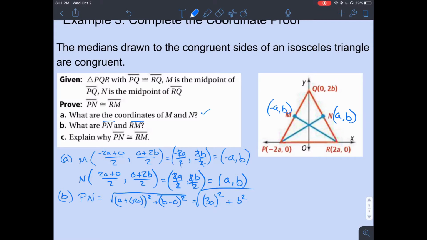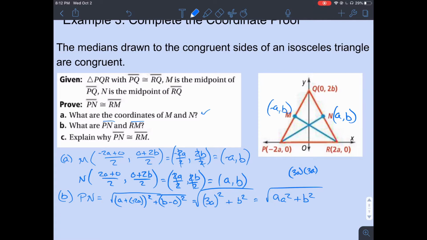Now, because they're 2 separate terms under the radical, we cannot just take out our answers here and have 3a plus b. They have to be combined like they were in the last one, under 1 parentheses, in order to eliminate it. So the next step is to square 3a, which means you're going to take 3a times 3a. As a refresher, 3a times 3a means it's going to be 9a squared, and then b squared. So the square root of 9a squared plus b squared is the length of PN.